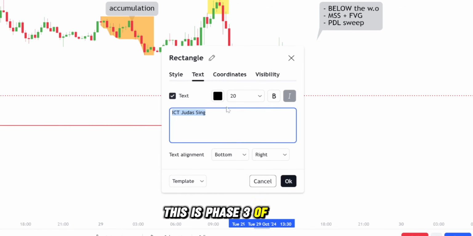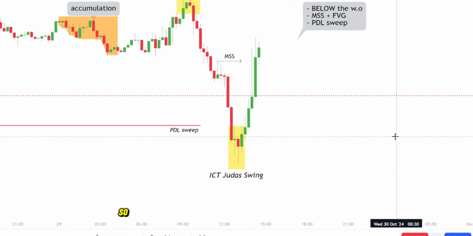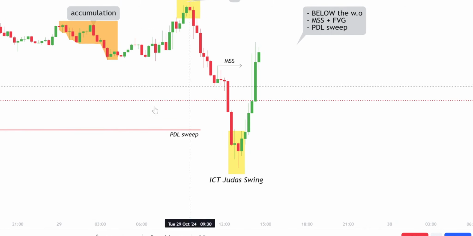This is phase 3 of the move. If I just spell that right, this is now phase 3. And the 4th phase is essentially the distribution. So how do you catch the distribution? Let's see how we can catch that.